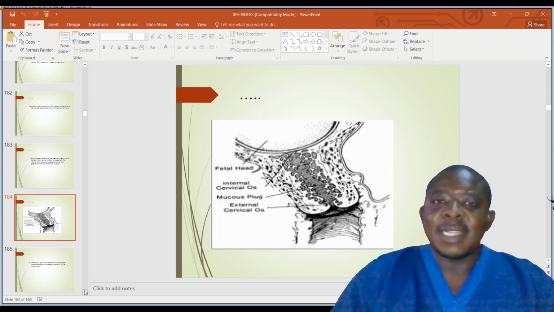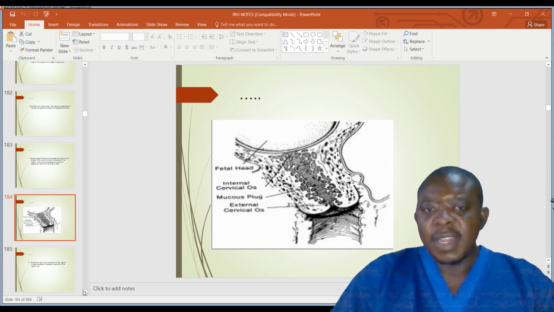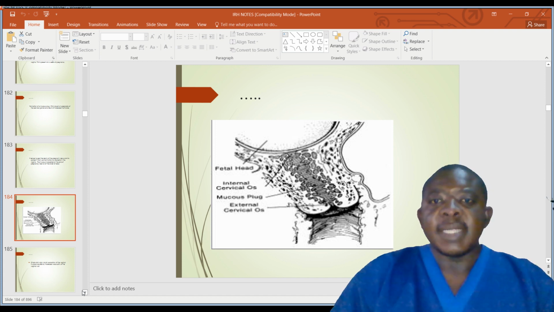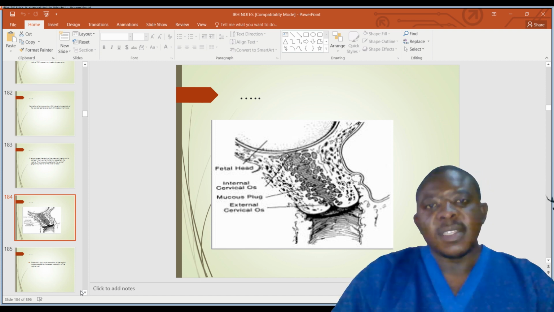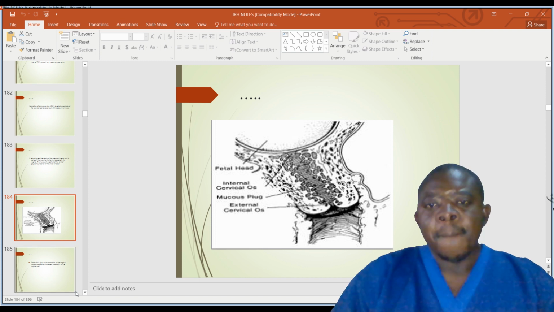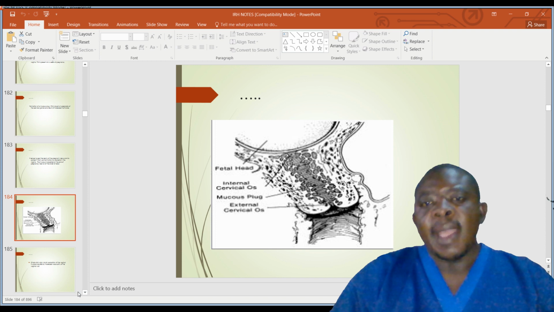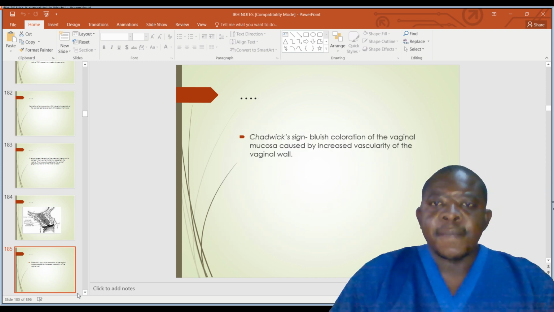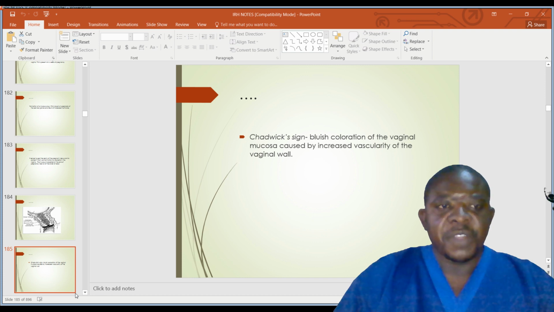So here is a diagrammatic representation of the external cervical os and the internal cervical os. And in between, we have a mucus plug. Then we have the fetus inside the uterus. Then the vaginal canal has been demonstrated and it has been shown. Chadwick sign: this is the bluish coloration of the vaginal mucosa caused by increased vascularity of the vaginal wall.